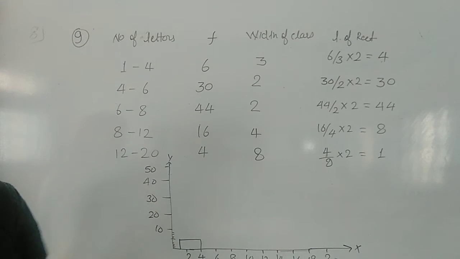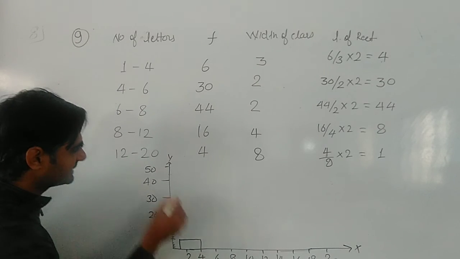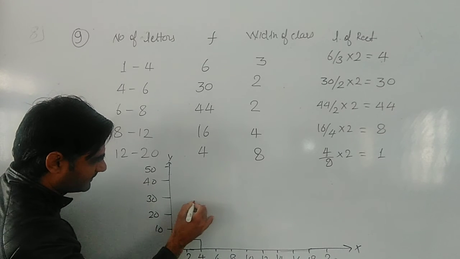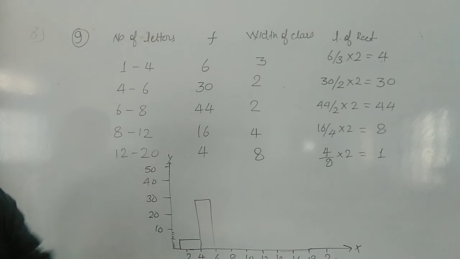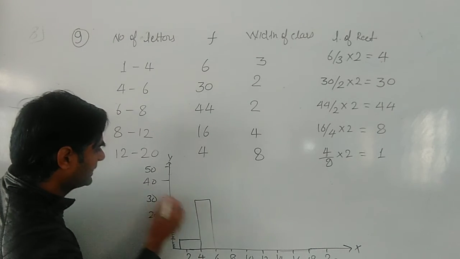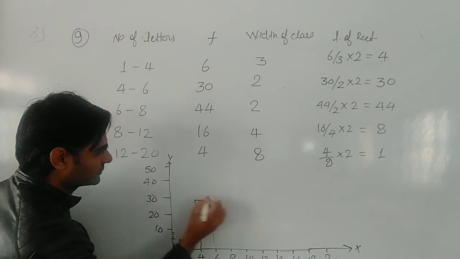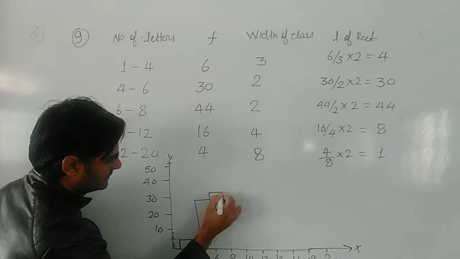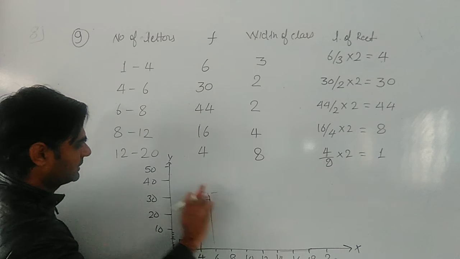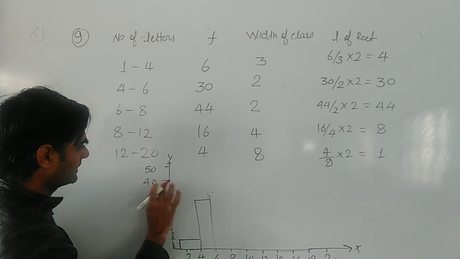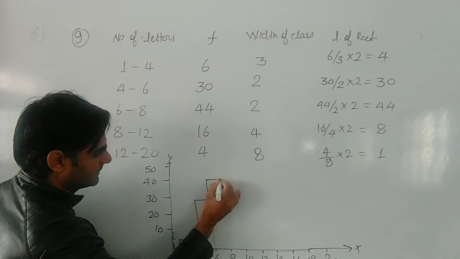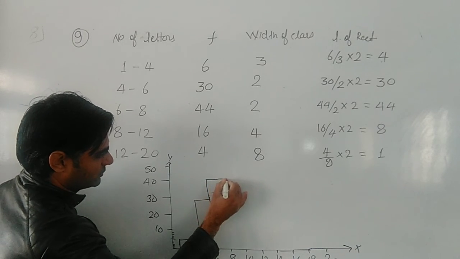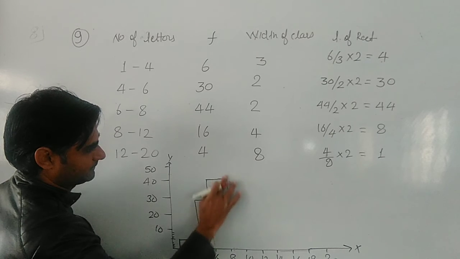Next one is 4 to 6. 4 to 6 height is 30. This is 4, this is 6 and height is 30. 30 will come here. Yes, here. Next is 6 to 8, height is 44. 6 to 8, height is 44. 44 will come across here, right? No sir. 40 to 30. अच्छा, ये 30 का है. 30, 40 and 44. This will come across here. Now okay? Yes. 6 to 8. ये हो गया.